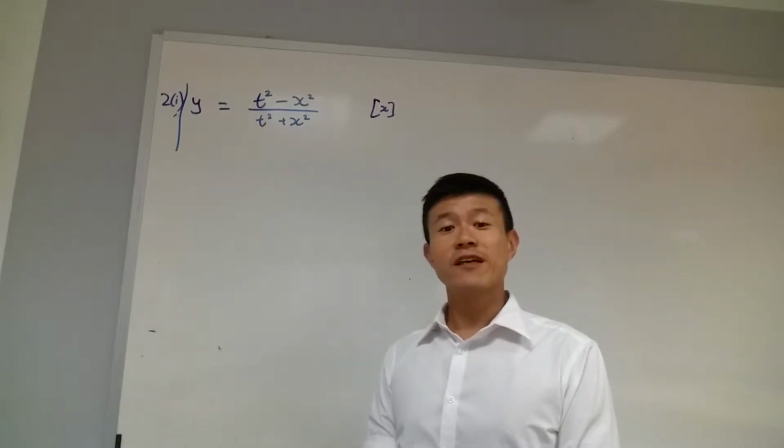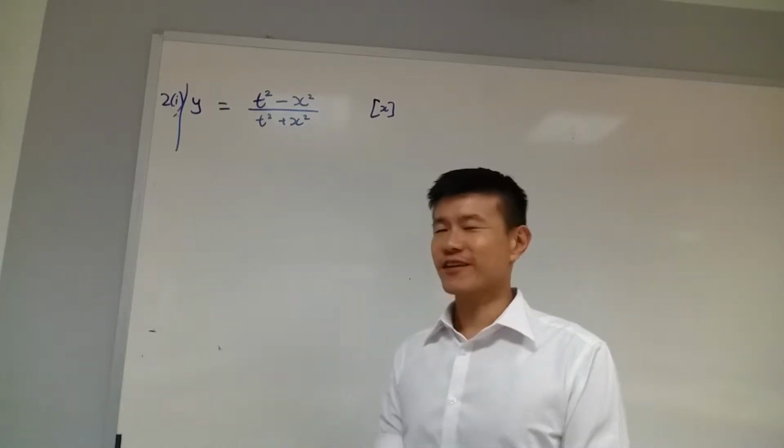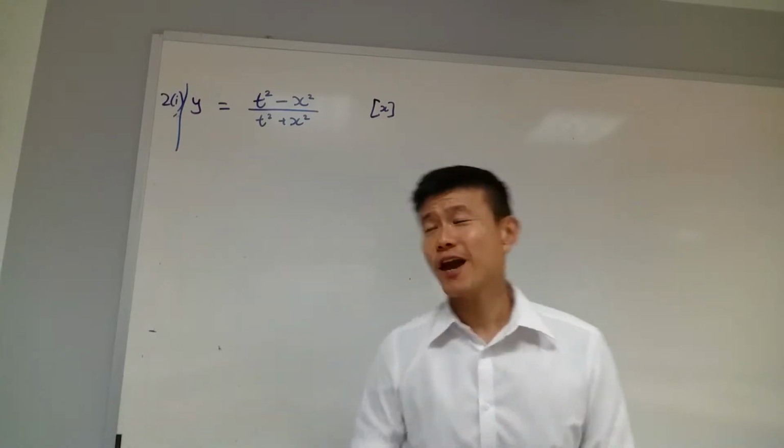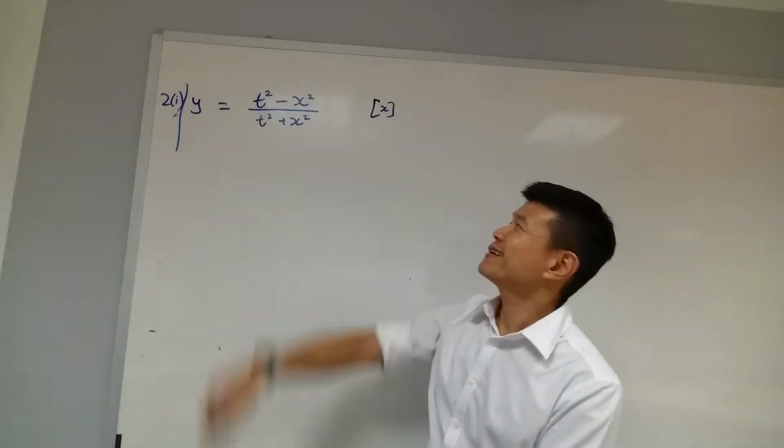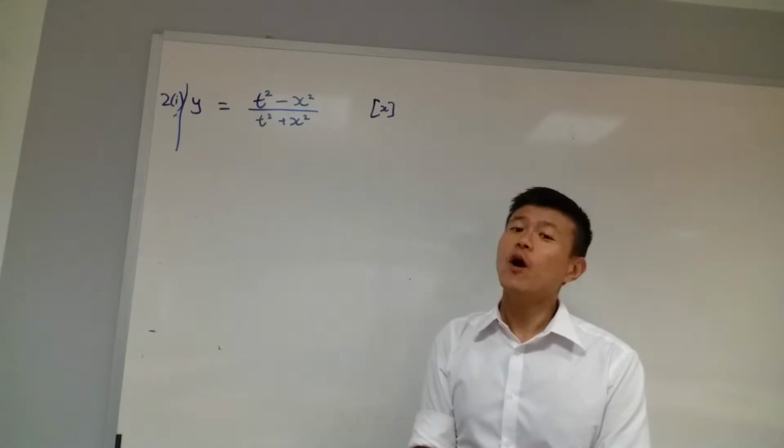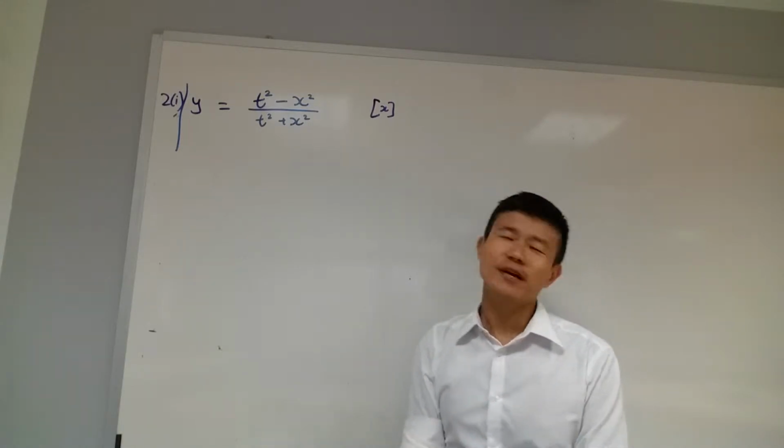And we have another beast of a question. That will be question 2i. y equals t squared minus x squared over t squared plus x squared.